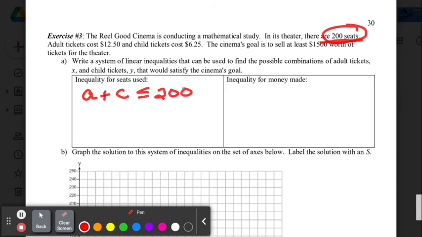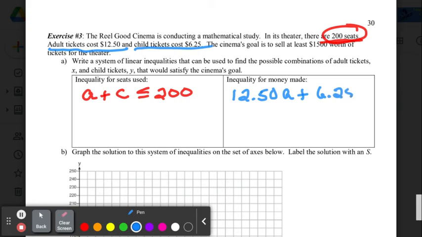Okay. Now this one, adult tickets cost $12.50. So 12.50 A plus child's tickets 6.25 C. And they want to make at least, running out of room, $1,500. There, I made my two inequalities. Woohoo! But in order to graph them, it's better to use X and Y, just like they said. So that's what I'm going to do.